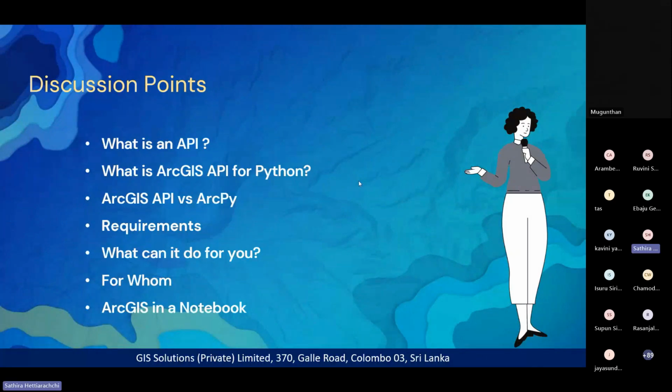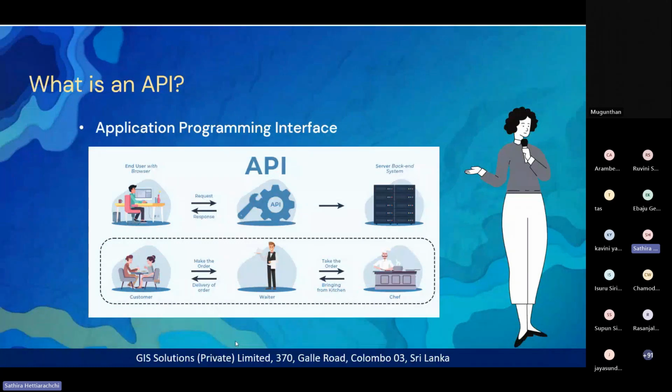So first of all, let's look at what an API is. In simple terms, it means application programming interface. It enables two software programs to communicate. That's the simple idea of an API. It defines how a developer should request services from a system or any other application.